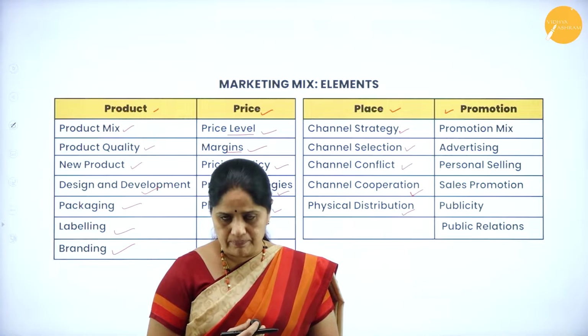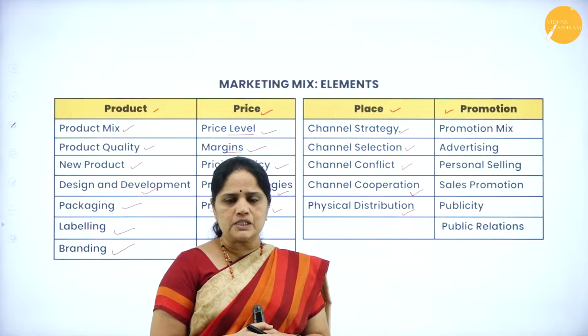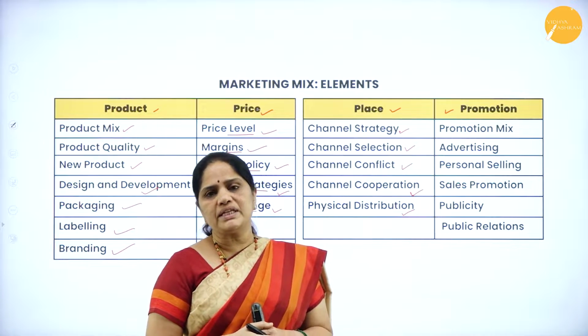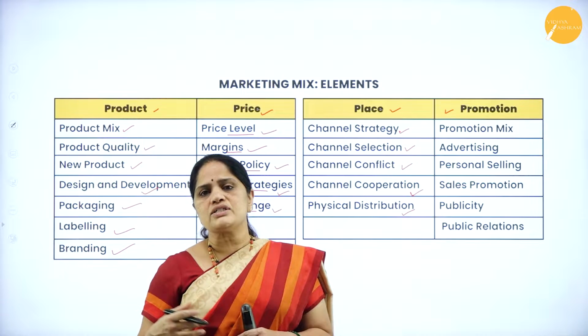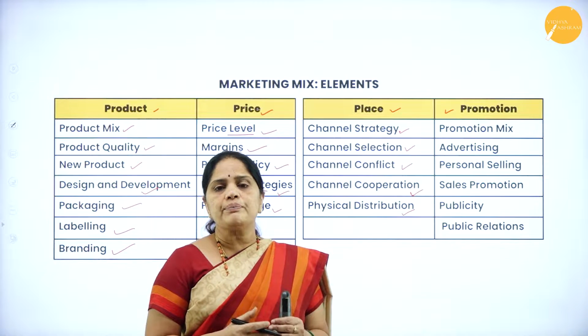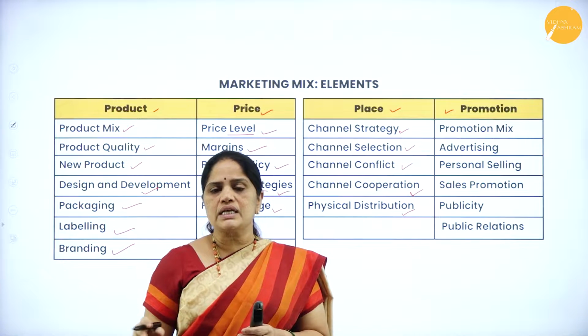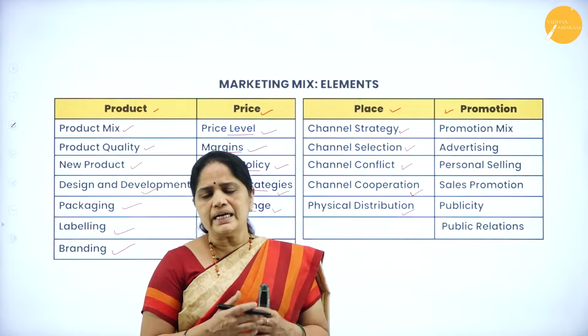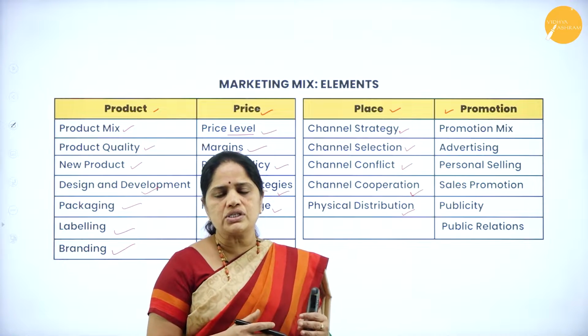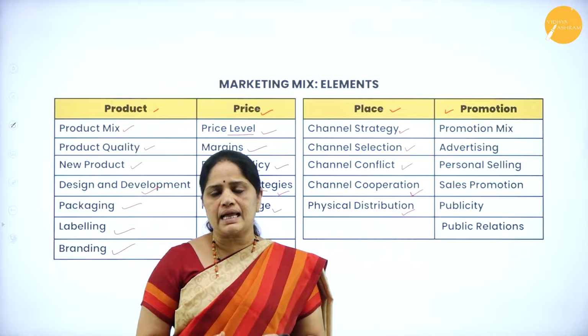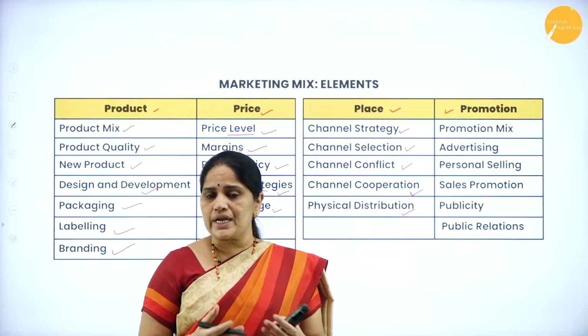Now, in this place distribution or in this place mix, we will be just placing the goods in the hands of the consumer. So, the products which are manufactured somewhere very far off will have to reach the consumer, and it takes a lot of time, and it also involves lot of other things like transportation, physical distribution, etc.